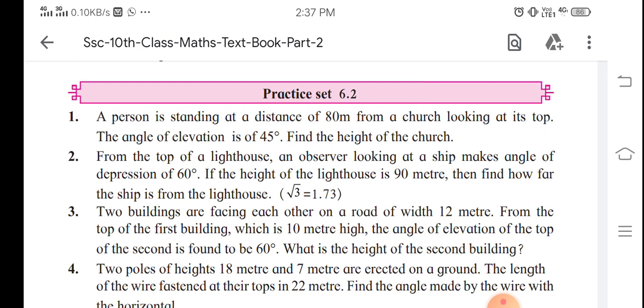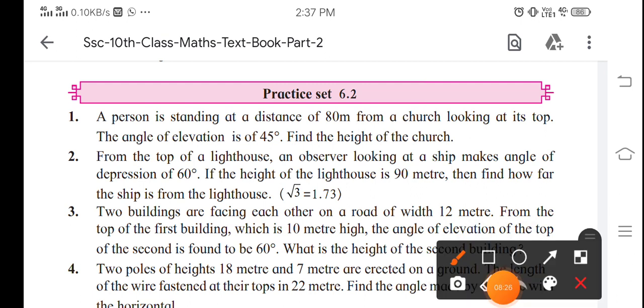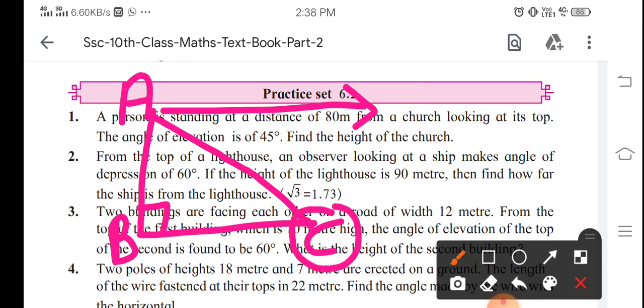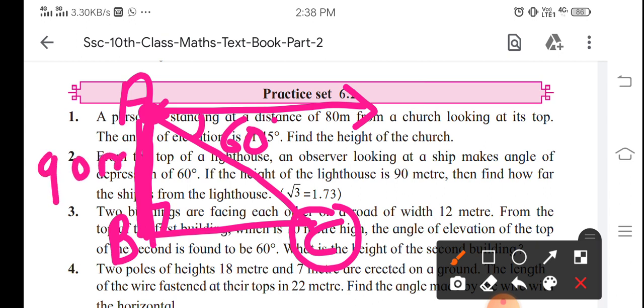See, first I'll just draw the diagram. I'll show you what all things we need and what all things they have given. Suppose this is A, I'm just naming it, B, C. What is C? C is the position of the ship. Just assume that C is the position of the ship. And this AB is the height of the lighthouse. At the top the angle is formed, so the angle will be over here. And this AB they have given as 90 meter.